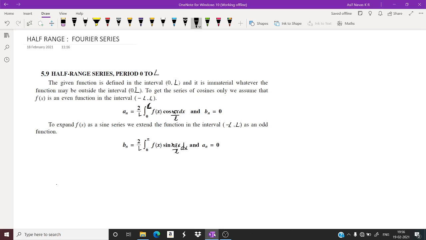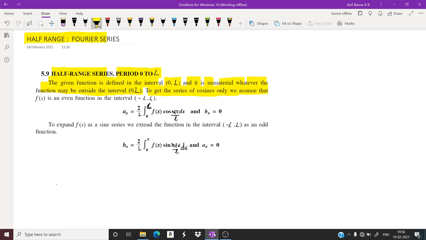Next topic, half-range Fourier series. So half-range Fourier series, period 0 to L. The given function is defined in the open interval 0 to L, and it is immaterial whatever the function may be outside the interval 0 to L. You get the series of cosines only, that is the half-range cosine series.